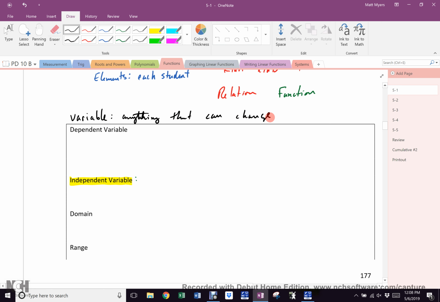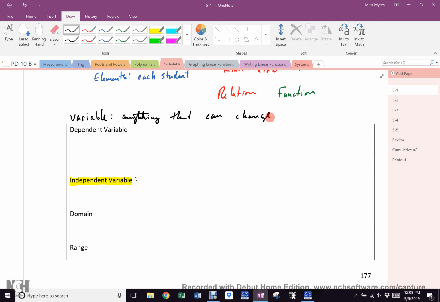So an independent variable. What does independent mean? Are any of you independent? No, of course not. Why? You live at home. Almost all of you, right? Every so often I get a kid who says, I don't live at home. That's fine, okay. You got a job and you pay your rent? Well, no, then you're not independent.